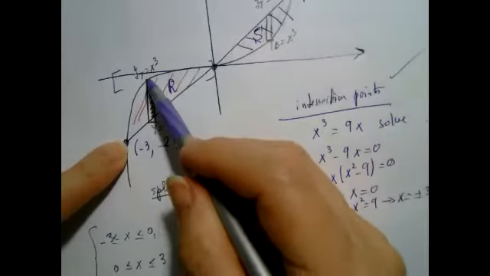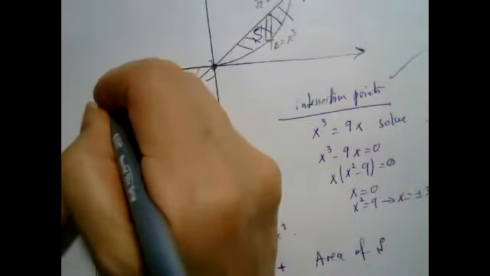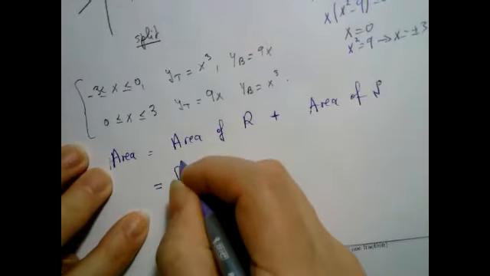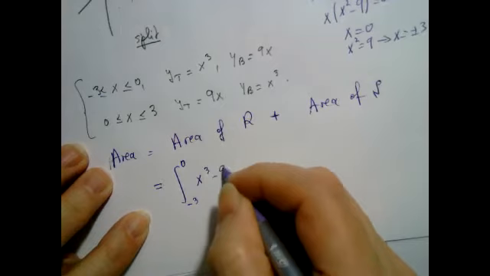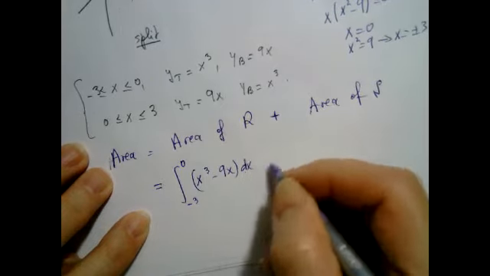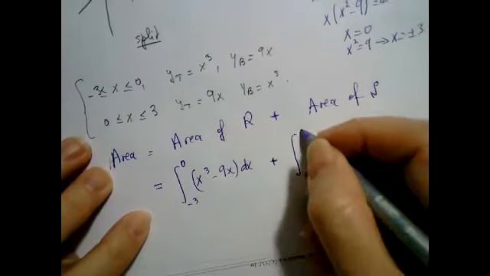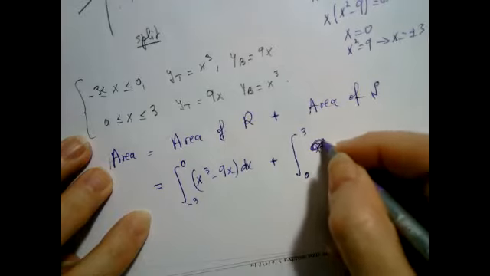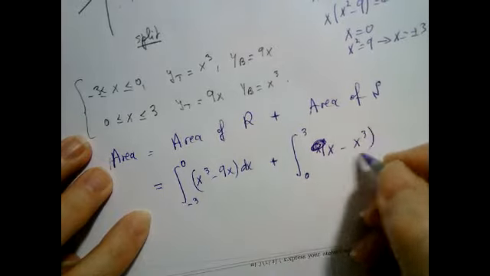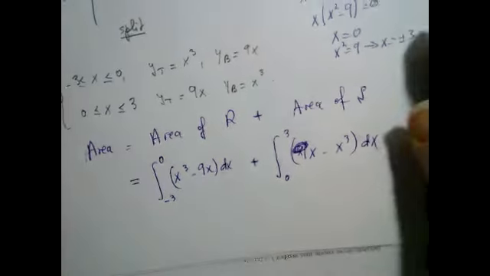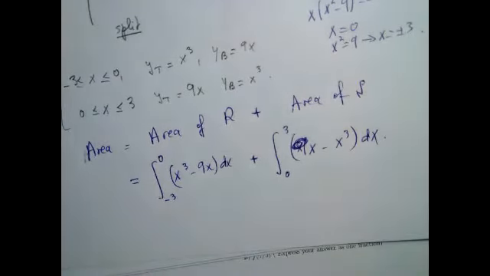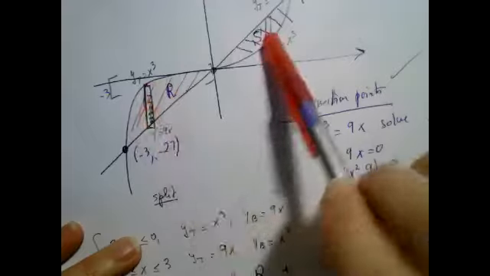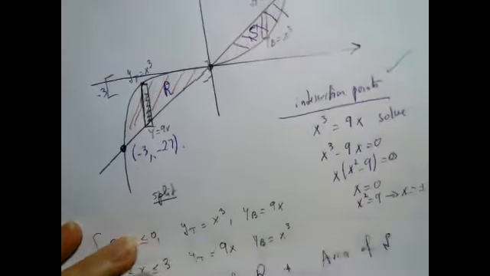For R, my top curve is x cubed. My bottom is 9x. My interval is from -3 to 0. So from -3 to 0 of x cubed minus 9x dx, plus from 0 to 3 of 9x minus x cubed dx. Okay, so we have to split. We don't have any choice, we have to split in this particular scenario because here my typical rectangle formula is changing. I don't have one across the board.